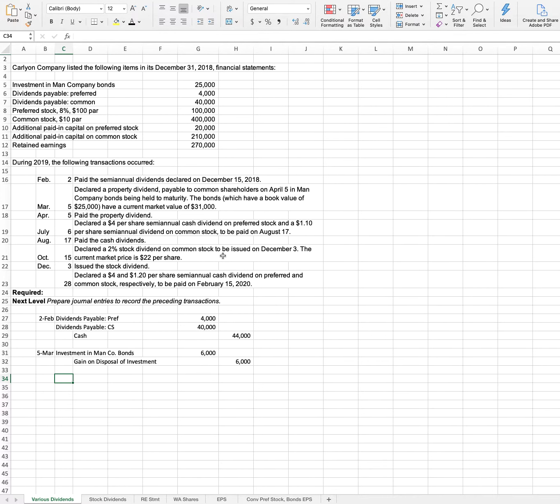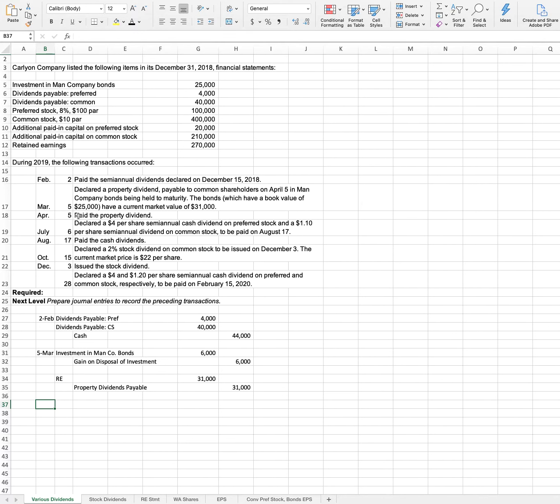So now that we've brought this investment account up to the current $31,000, we can now do the transaction showing that we're going to distribute these. And so we will debit retained earnings and we'll be crediting our property dividends payable. And this will be for the full $31,000. That's the current market value of the bonds.